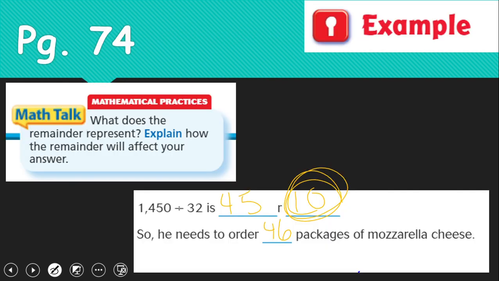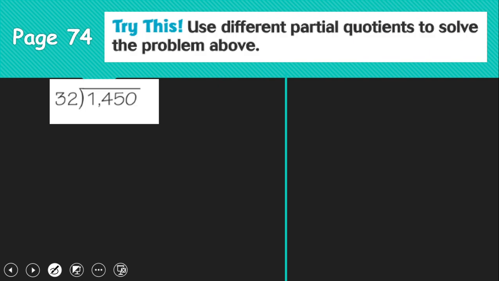Yep, and that's the end of that one. So now we're going to go ahead and do this one. Try this. Use different partial quotients to solve the problem above. All right, so I'm going to help guide you on this one because instead of using multiples of 10, let's actually do multiples of 20 to reduce the amount of work that we have to do. Now, it's very simple to use multiples of 20. Instead of multiplying by 10, this time you're going to multiply by 20.